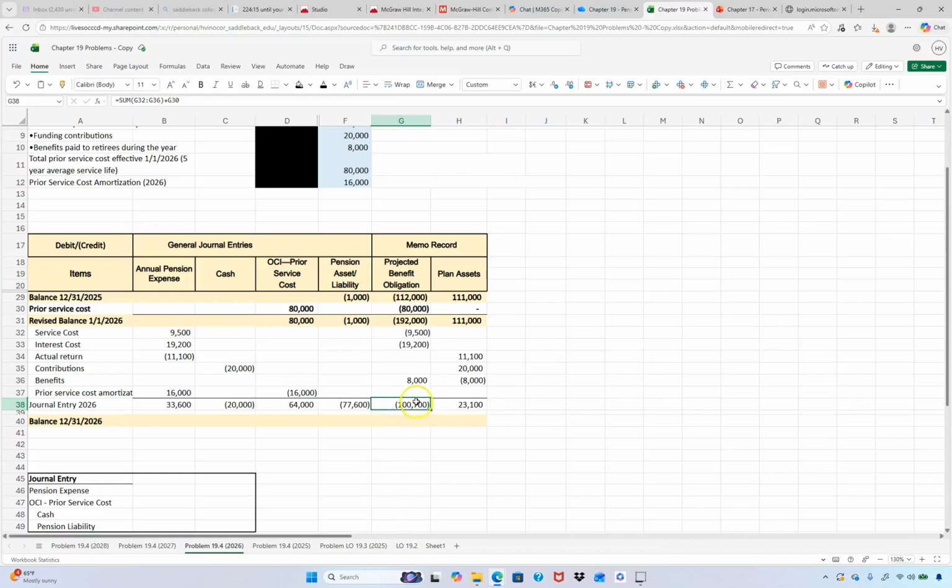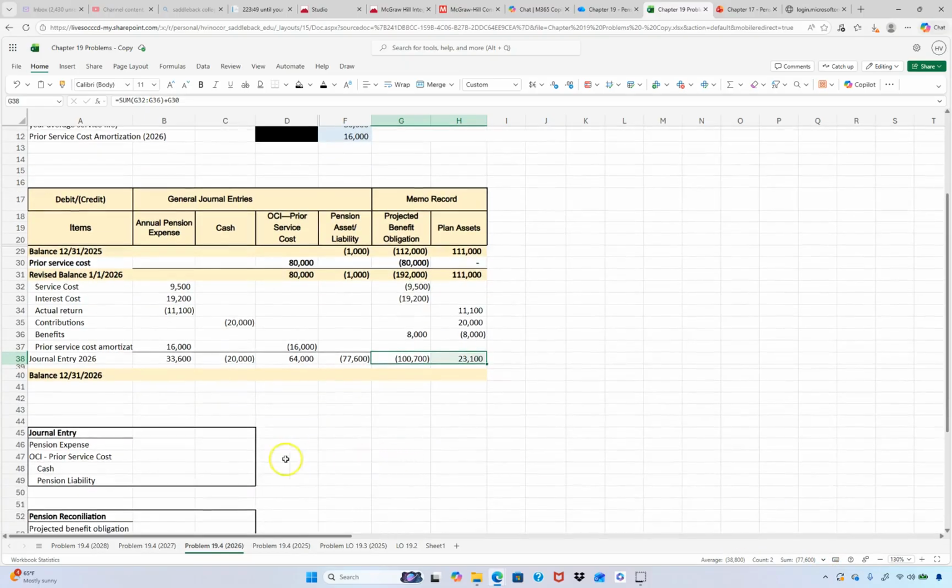So if you look at this, our projected benefit plan has a total of credits for $100,700, and our plan assets has total entries for debit $23,100, and netted together, if I add these two journal entries up, and you look right here, it's a net credit for $77,600. So when I unhide the journal entry, I have my pension expense debit $33,600. I have credit to cash for $20,000 right here.